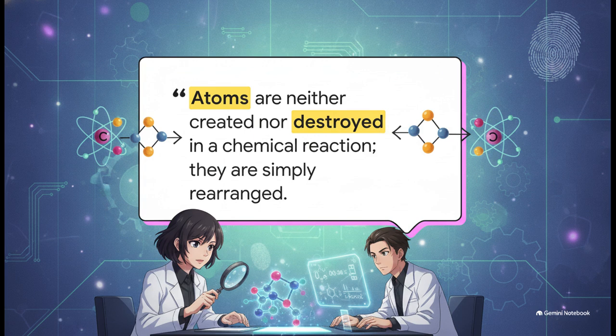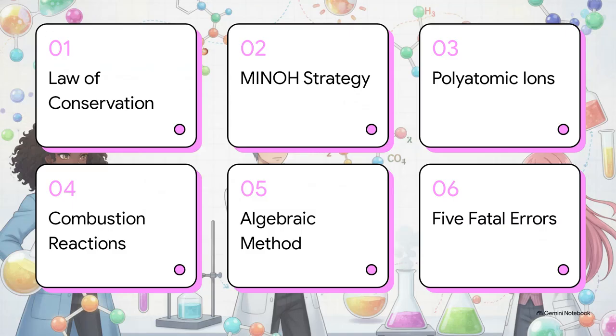We are here to ensure that the exact number of atoms of every single element that enters a reaction on the reactant side flawlessly matches the number that exits on the product side. Here is our syllabus for today. We are going to cover the law of conservation, the minnow strategy, polyatomic ion groups, combustion reactions, the algebraic matrix method, and finally, the 5 fatal errors.